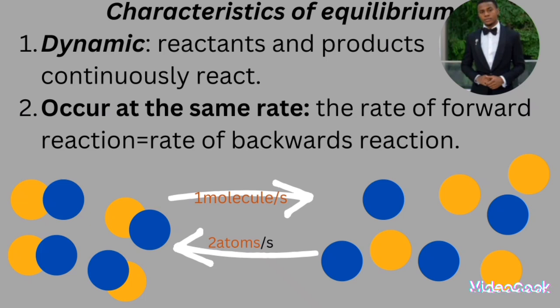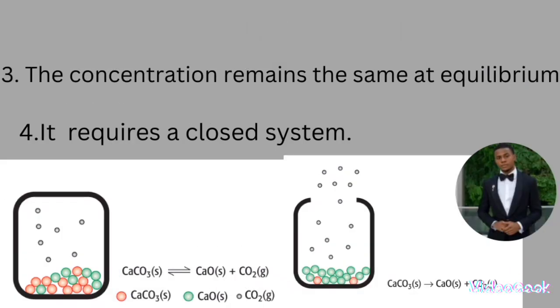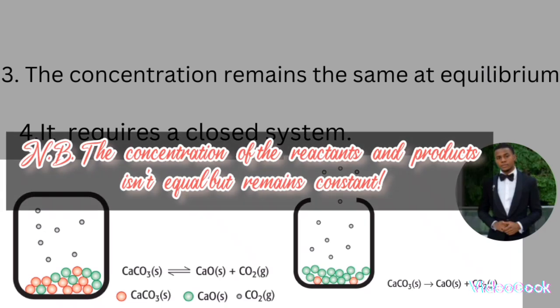The second thing is that they occur at the exact same rate. So what we mean by this is that the rate of the forward reaction is equal to the rate of the backwards reaction. So in this case, where we have these four molecules on the left and all these 8 atoms on the right, as one molecule decomposes to form 2 atoms, we'll also form one molecule in a given second. So that's what we mean by the rate. The rate at which the forward reaction is happening and the rate at which the backward reaction is happening is equal.